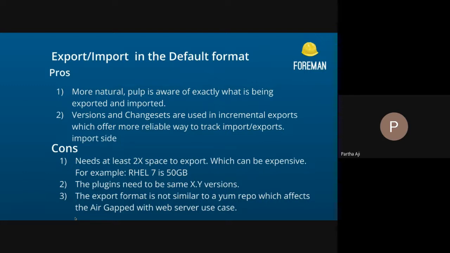That's a known thing. The other part is the plugins need to be the same X.y version. For example, we export RPMs, Ansible, file, and Docker types. We export these four types. On the import side and the export side, the Pulp versions need to match, at least the X.y. So if there's a 3.18, it has to be a 3.18 on the other side also. If there's a Pulp RPM 3.18 on one side, there has to be a 3.18 on the other side also.